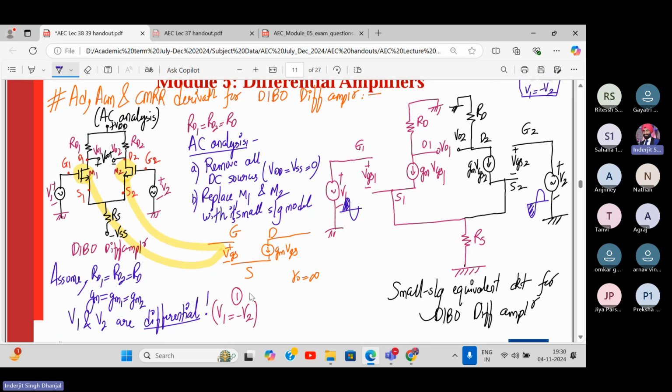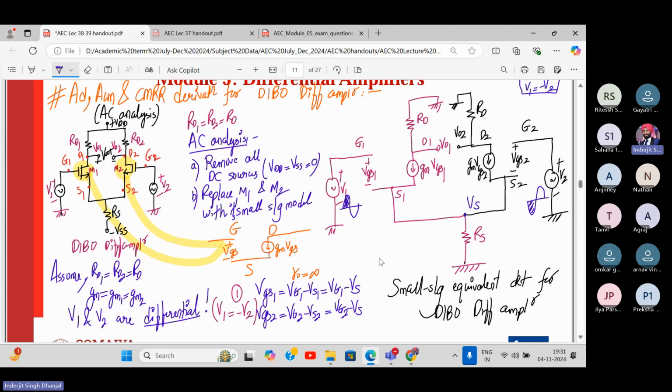Now tell me, step number one, how much is VGS1? Can I say VGS1 is VG1 minus VS1? Agree? Which is equal to VG1 minus VS, because this voltage is the same. This voltage is VS. VS1 is equal to VS2. Similarly, VGS2 is equal to VG2 minus VS2, which is VG2 minus VS. VS is common. Correct? That's the first step.